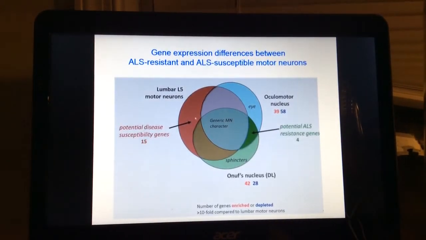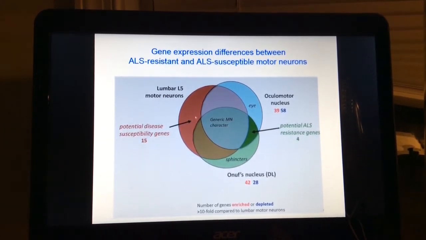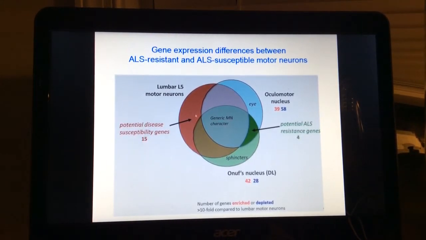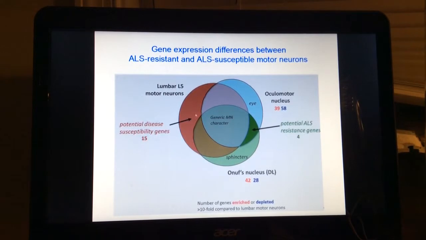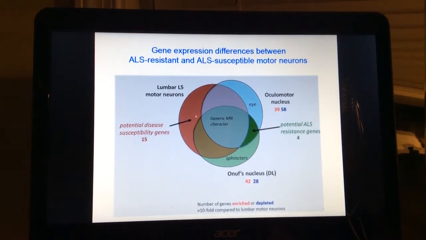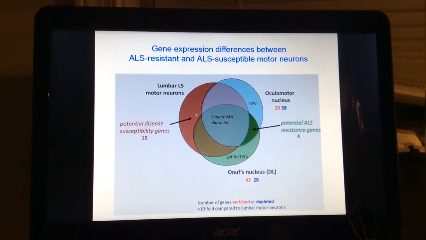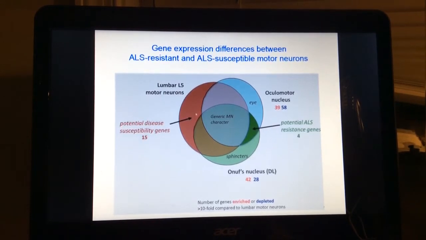Thus, researchers focus on the gene expression of these three subtypes of neurons and want to find which genes are responsible for ALS resistance in different subtypes of neurons, versus the ALS susceptible ones. Then they can inhibit the susceptible ones or activate the resistant ones to get a cure for ALS.